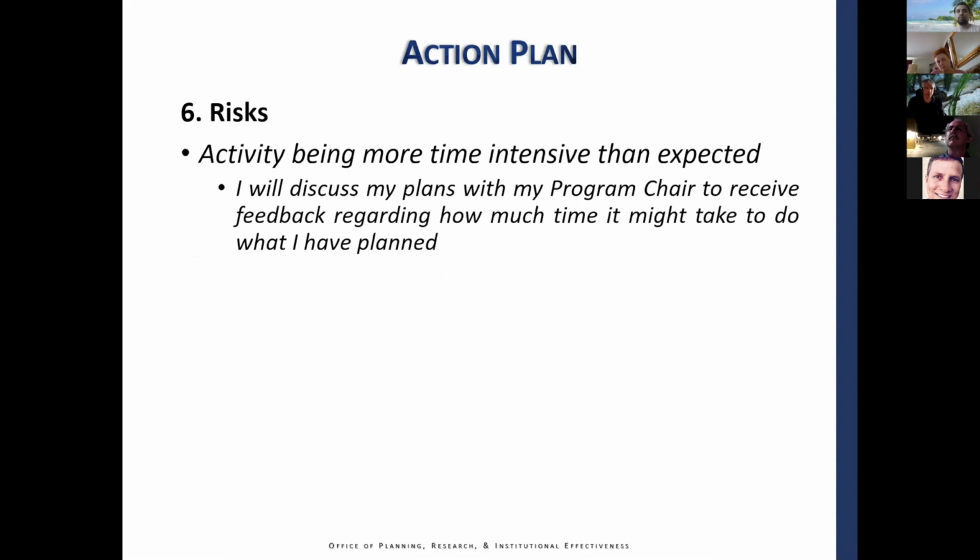How do they sound? One risk that I see is that the activity, whatever I am planning on doing, my intervention, might be more time intensive than what I expected. Maybe I was thinking about sending emails to those students who travel because of the winter break. But what if that's just taking too much of my time? What if I'm not able to do that? So there's just that one possibility.